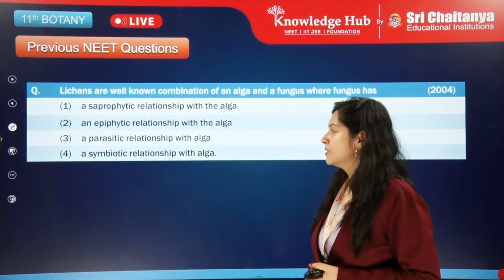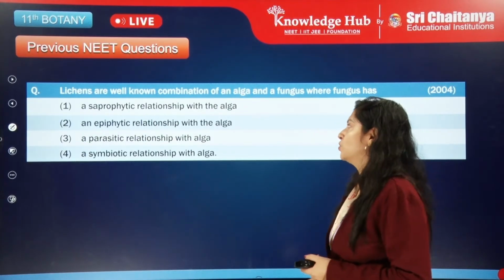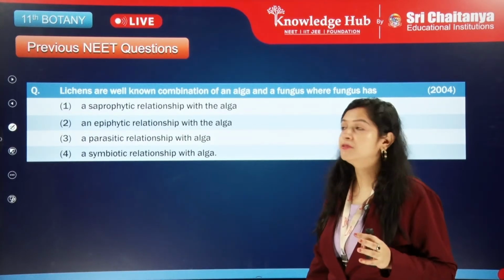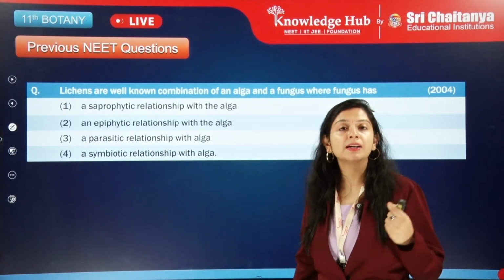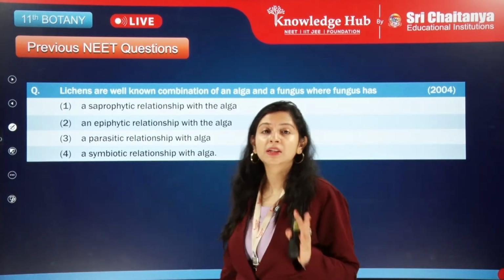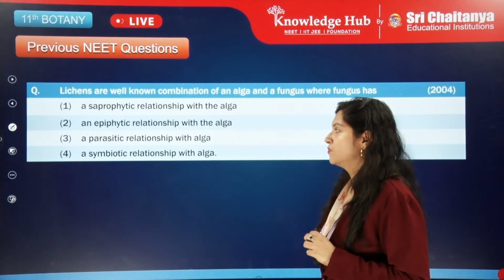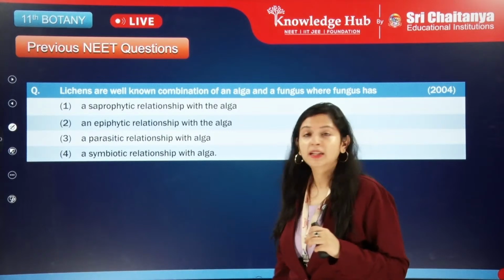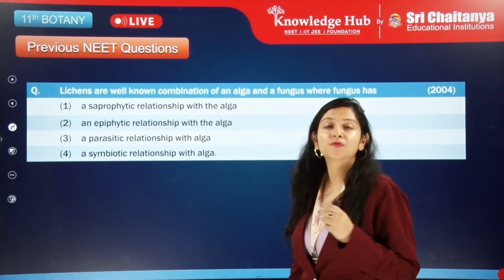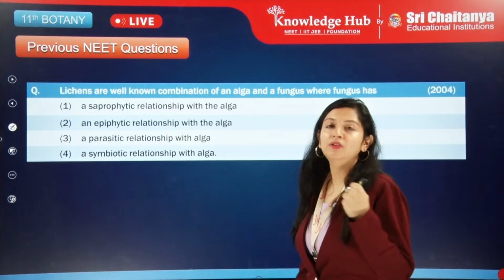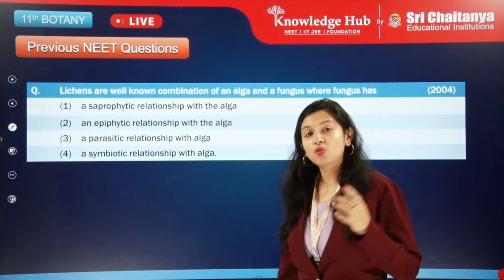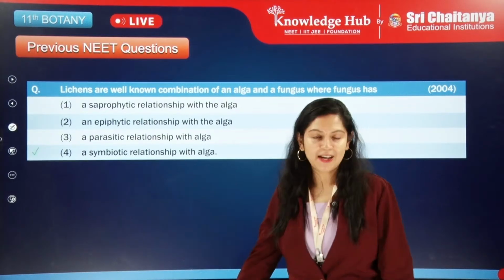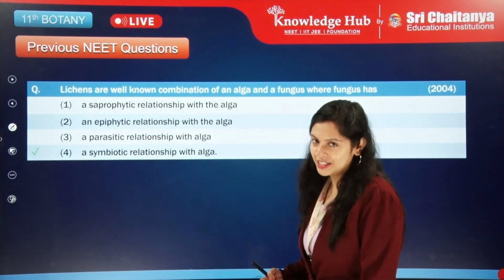Okay, let's see the next one. Lichens are a well-known combination of what? A well-known combination of an alga and a fungus, where the fungus is doing what? Number 1, saprophytic relationship with the alga. Number 2, epiphytic relationship with the alga. Number 3, parasitic relationship with the alga. And symbiotic relationship with the alga. So obviously this is a symbiotic relationship. Everyone knows this is very much correct, right?